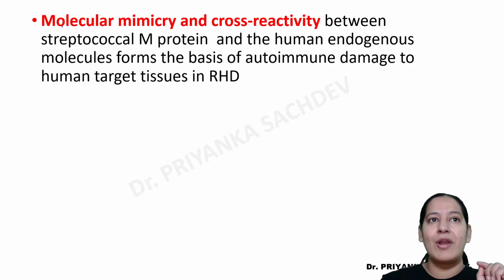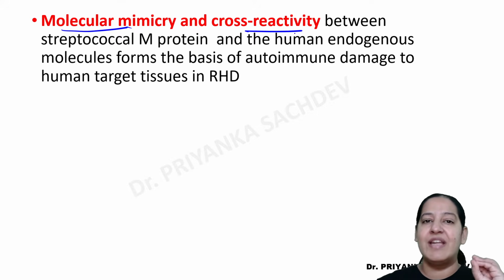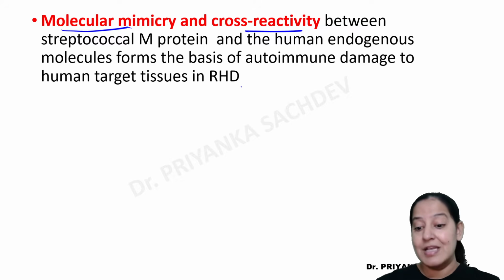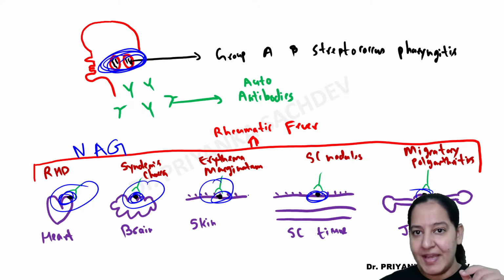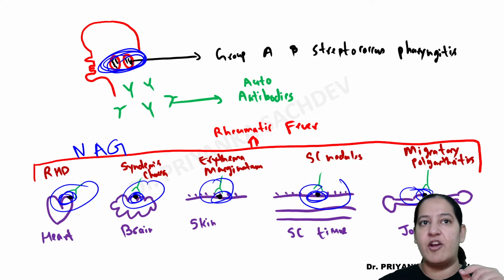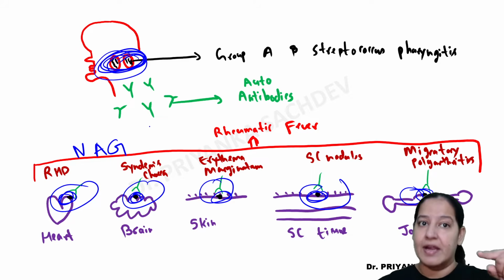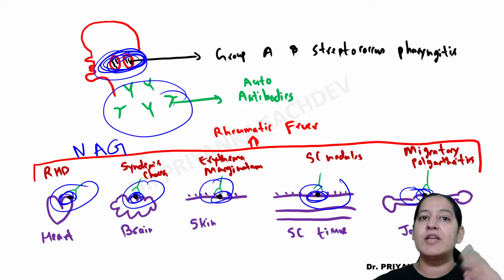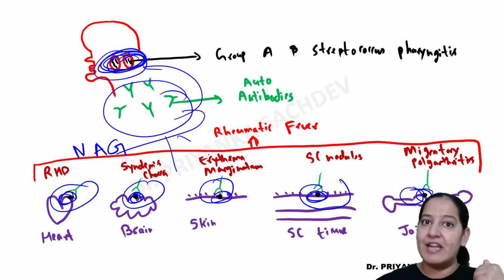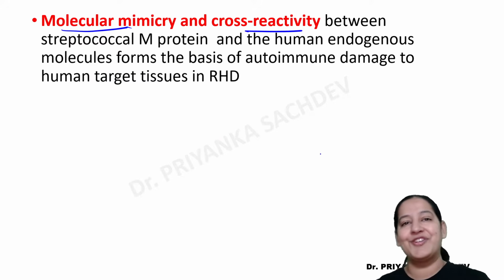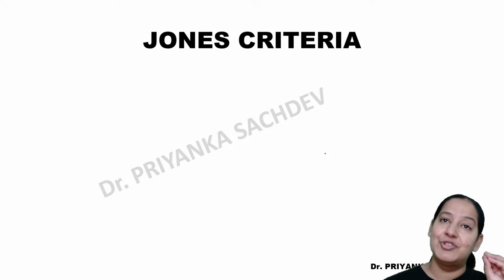So can I say molecular mimicry and cross reactivity is the basic fundamental pathology which is occurring in rheumatic fever? Yes. Molecular mimicry means these 5 organs are mimicking, in terms of antigen, the antigen on the bacteria. So mimicry is there. And because of this mimicry, the antibodies are doing cross reaction. Instead of binding with the bacteria, the antibodies are binding with these 5 organs. I hope you got it. You like the concept. Now coming to the Jones criteria.